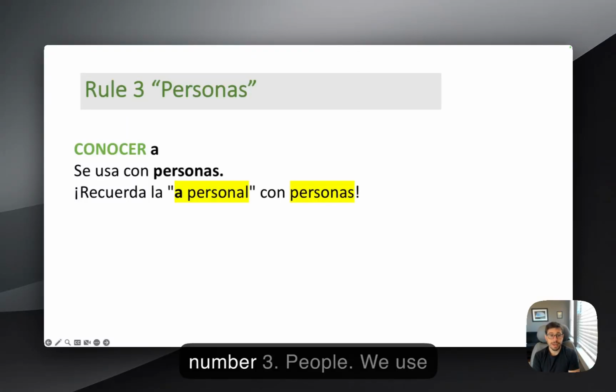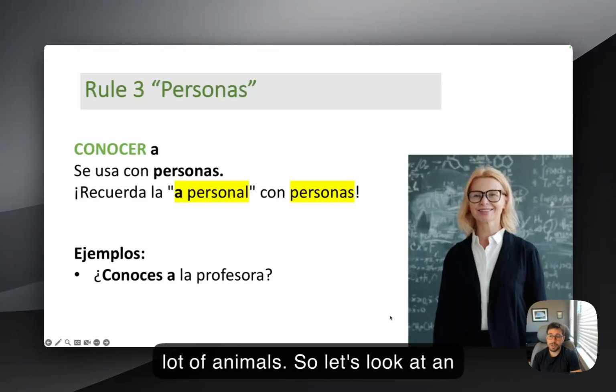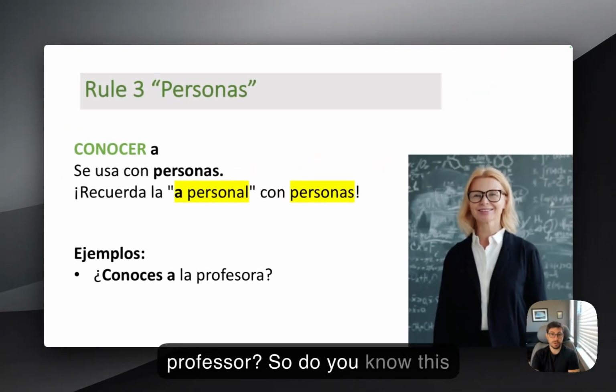Rule number 3, people. We use conocer plus a. This is the a personal. So remember to always use the a personal with personas, sometimes with dogs, not with a lot of animals. Let's look at an example. ¿Conoces a la profesora? Do you know the professor? So, do you know this person?